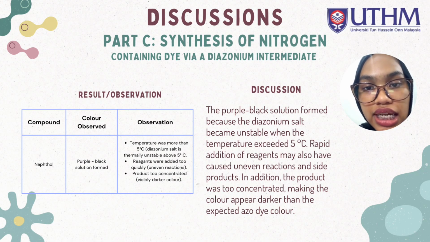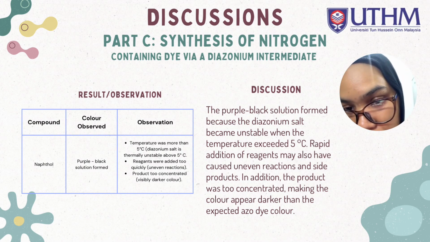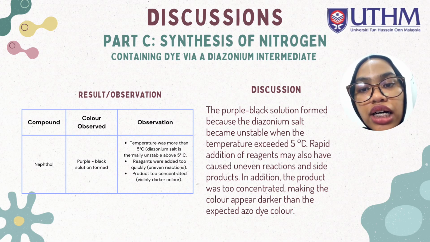For part C, synthesis of a nitrogen-containing dye via a diazonium intermediate. For the compound we use here, naphthol, the color observed was purple, turning into a black solution.